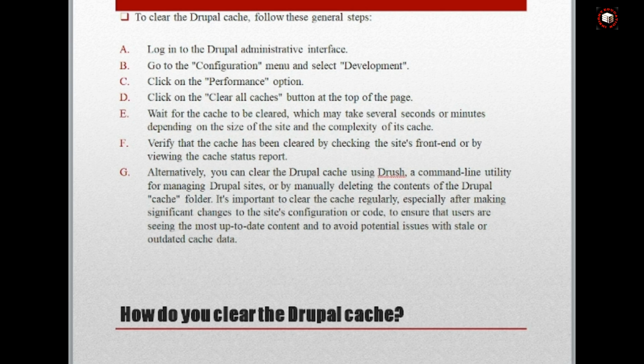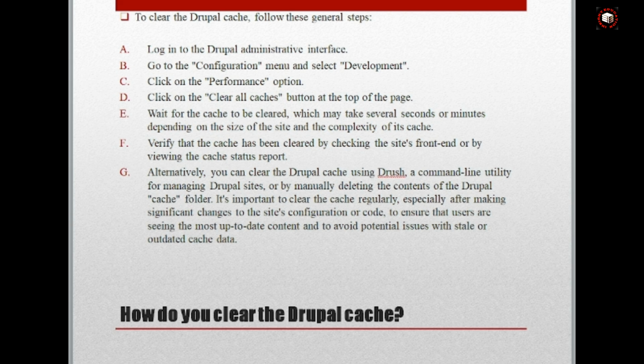Log into the Drupal administrative interface, go to the configuration menu and select development. Click on the performance option. Click on the clear all caches button at the top of the page. Wait for the cache to be cleared, which may take several seconds or a minute depending on the size of the site and complexity of its cache. Verify that the cache has been cleared by checking the site front end or by viewing the cache status report.